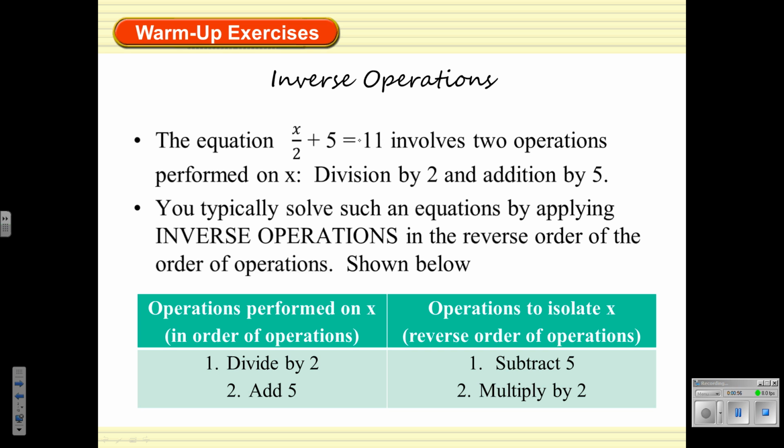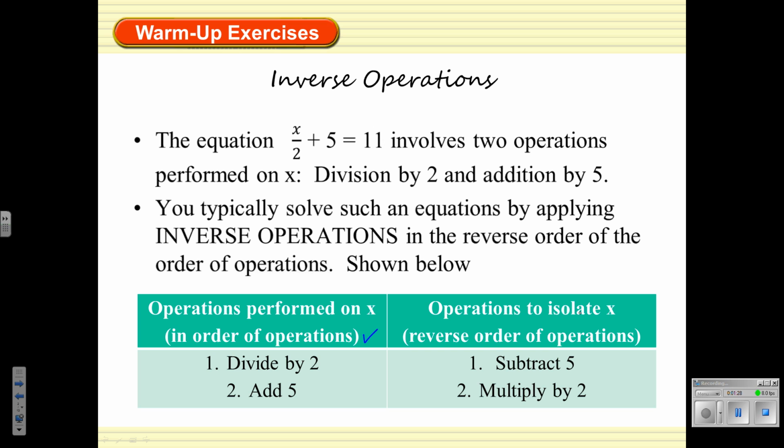Okay, but to solve such equations by applying inverse operations, what that means is we're going to do the order of operations in reverse. So we are basically going to undo what has been done to x. So here's what has been performed on x, and this is the order of operations that you would do. Once you know what x is, you would divide it by 2, and then you would add 5. That's our typical order that we would do this in.